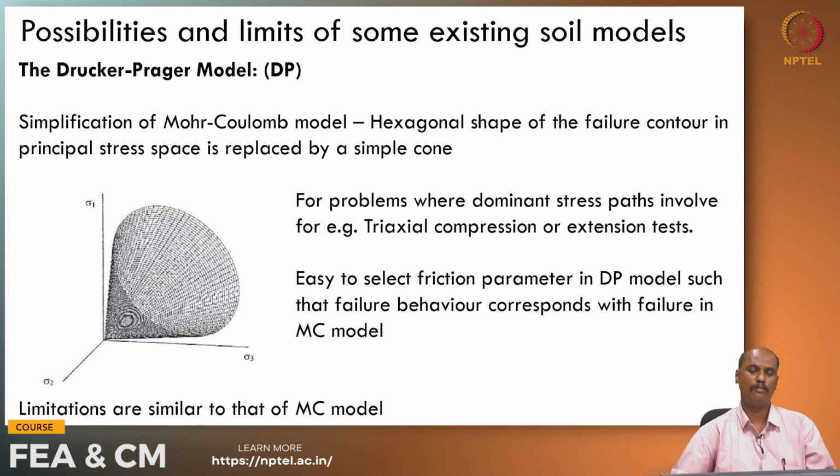The next model is your Drucker-Prager model, or DP model, wherein what we see is this is again a simplification of the Mohr-Coulomb model. The hexagonal shape of the failure contour is just replaced with a simple cone.